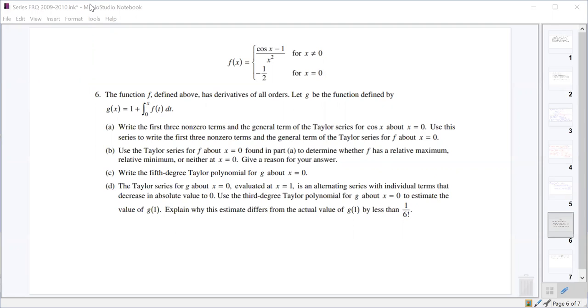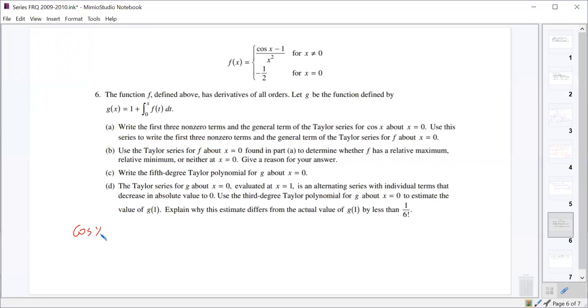Because you should know what the Taylor series for cosine x is. I told you guys to memorize the one for cosine x. And all they're asking you to do is to write out the first three non-zero terms and the general term. So what's the first three non-zero terms for cosine x?